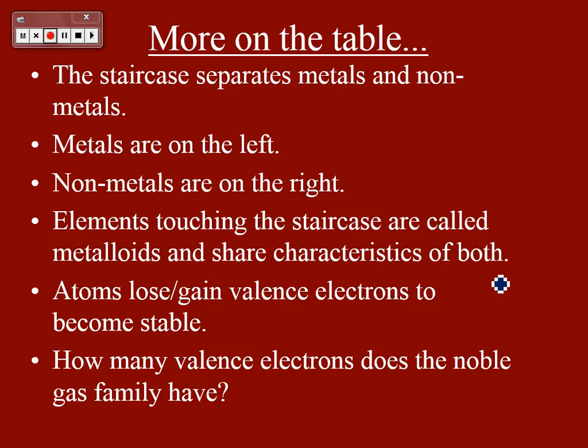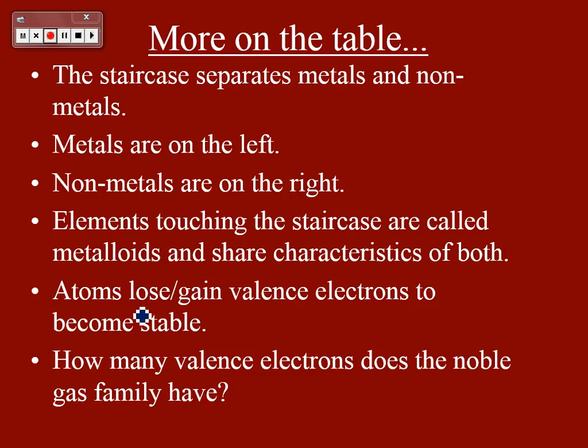All right, the staircase on the periodic table separates your metals and nonmetals. You're going to see a picture in a second. The metals are on the left and the nonmetals are on the right. Elements that touch the staircase are called metalloids, and they have properties of both metals and nonmetals.